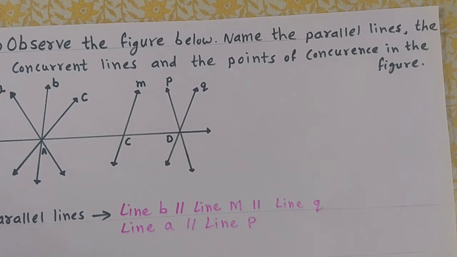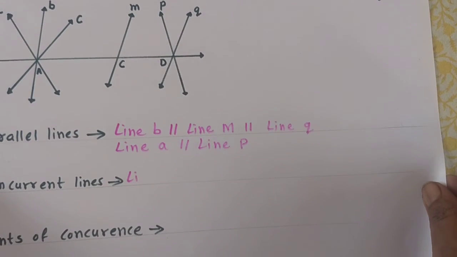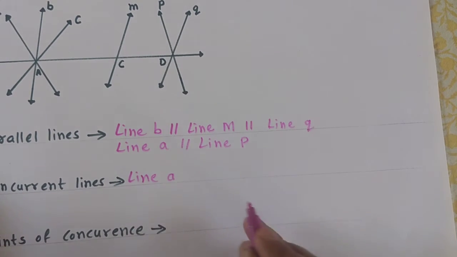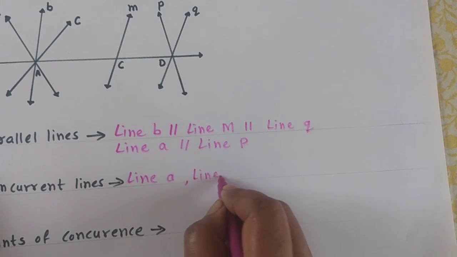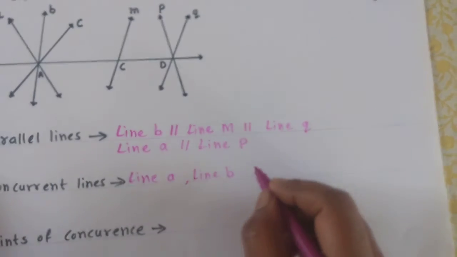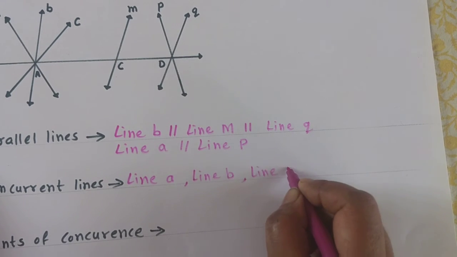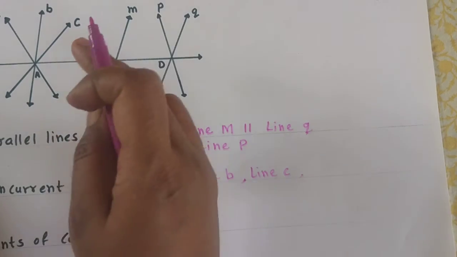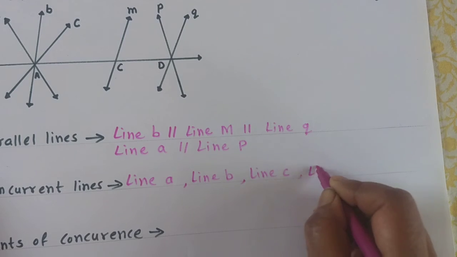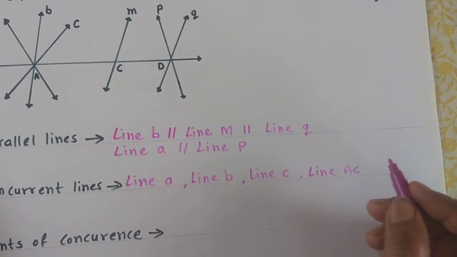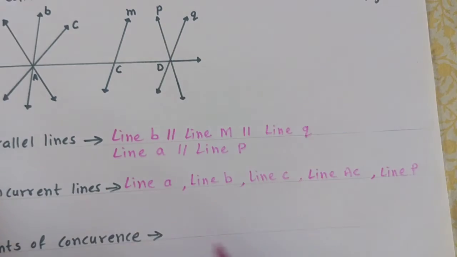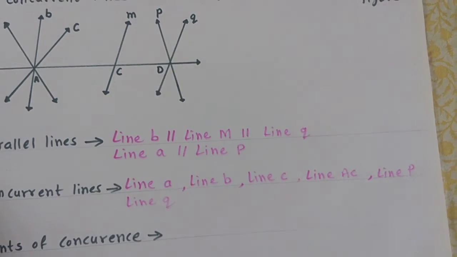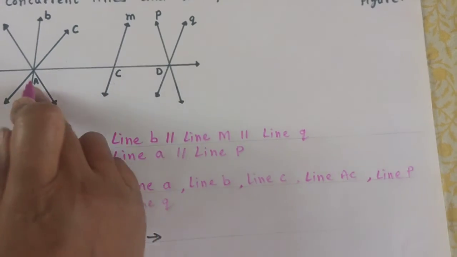Now, concurrent lines. Line A, line B, line C, line AC. Line P, line Q, line AC.